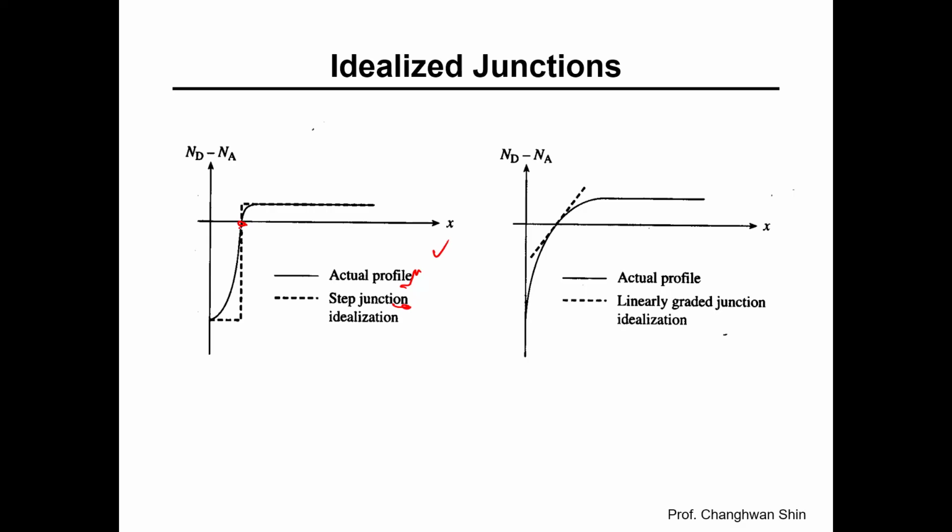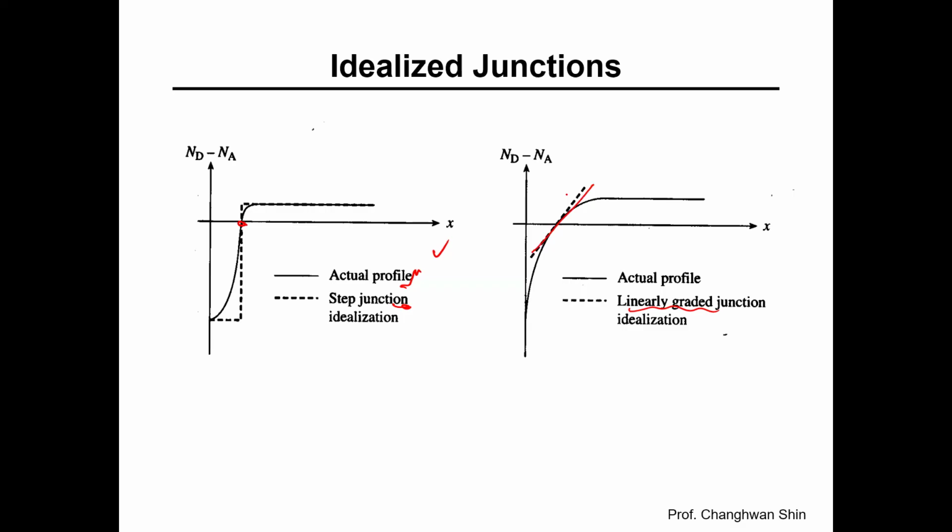While real diffused junctions have a gradual transition, the step junction model gives us a good first approximation that greatly simplifies our calculations. On the right-hand side, we see another idealization, the linearly graded junction. Here, instead of an abrupt step, as we have just seen on the left-hand side, we approximate the transition region with a straight line here.